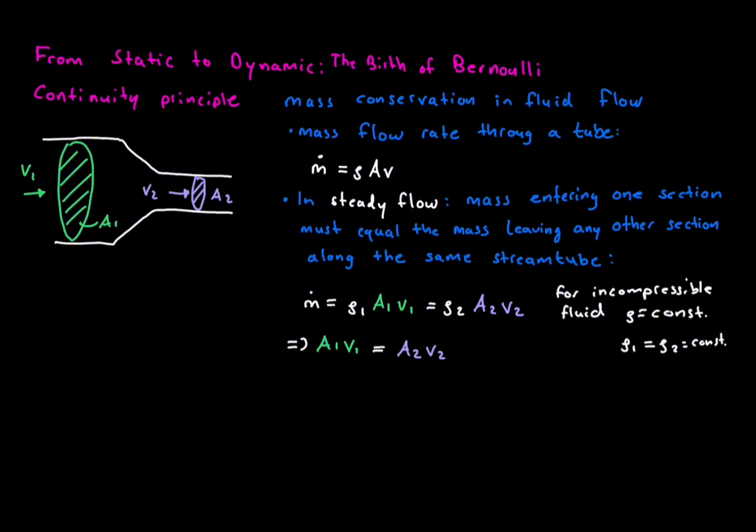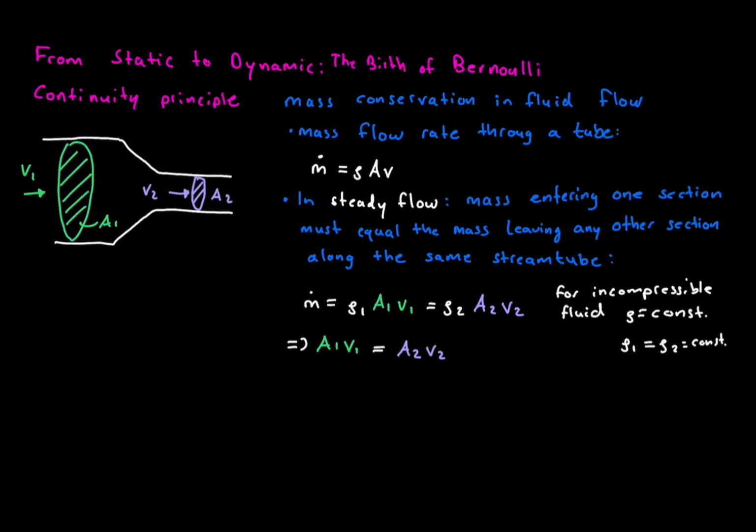Before energy, we need mass. Imagine a smooth stream tube, a tunnel drawn by streamlines. Fluid enters one end and leaves the other. Because no mass can leak through the walls, whatever goes in must come out.